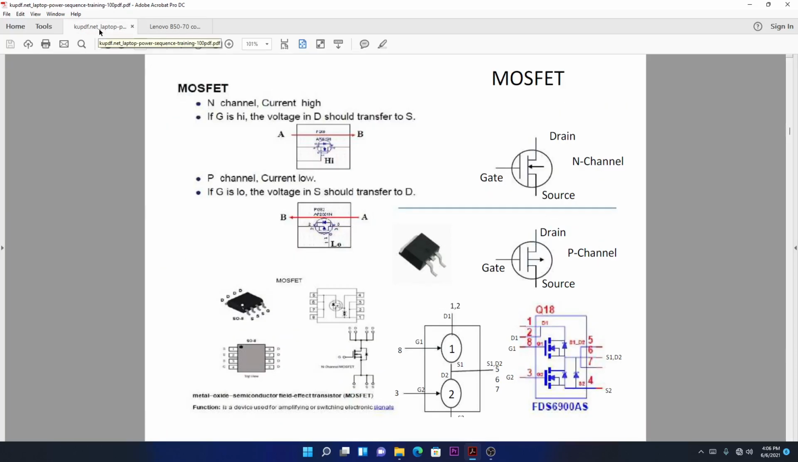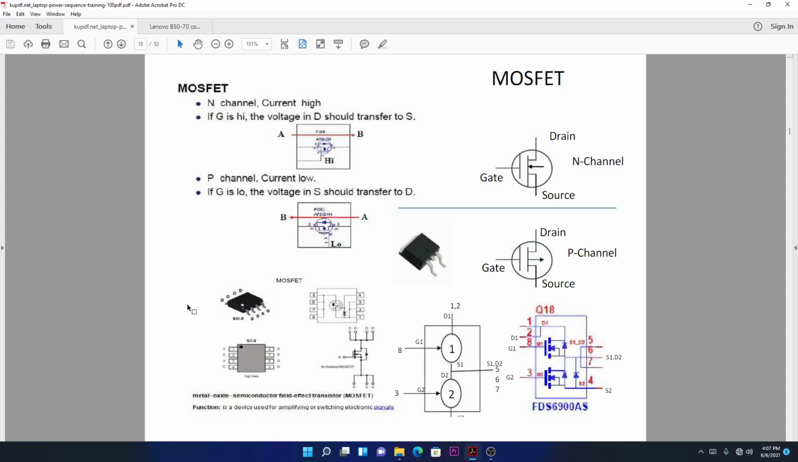This will make sense to you. Let's continue. If G is high, the voltage in D should transfer to S. What does that mean? Remember, the MOSFET is being controlled on the gates by a controller, by a specific chip. So it's being instructed on the gate. It's going to be the fourth pin, the gate.